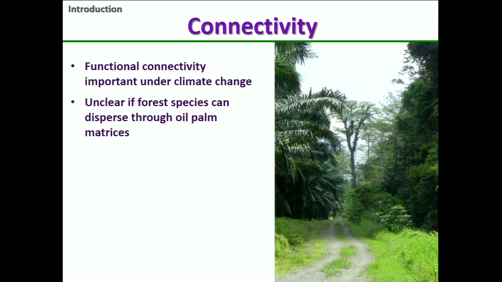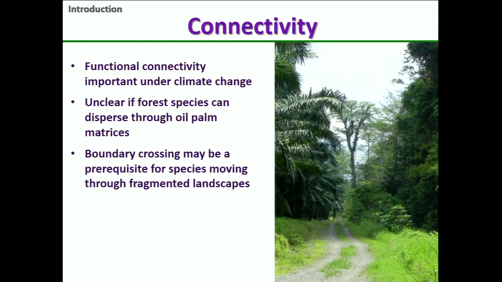For this study, I'm specifically interested in the movement behavior of rainforest species at rainforest and oil palm plantation boundaries. And I'm specifically interested in whether rainforest species are moving from the forest into the plantation. This is because boundary crossing may be a prerequisite for species moving through fragmented landscapes. So if lots of forest species are moving from the forest into the plantation, they may be dispersing through the landscape.